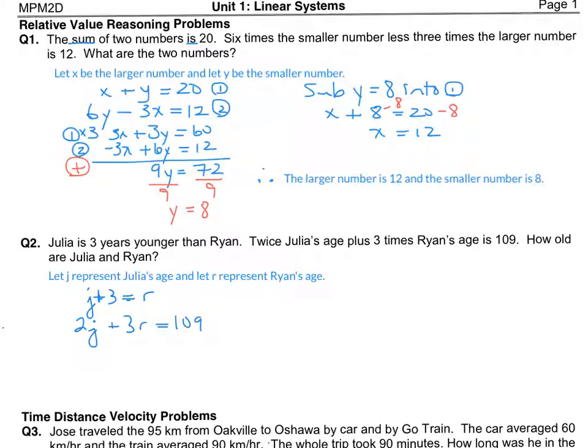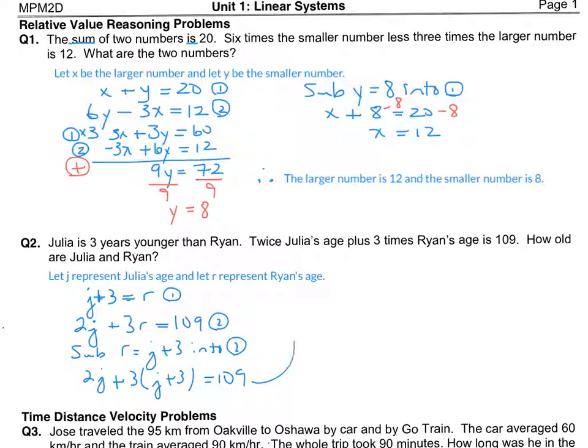Now the way I've written my equations, if you look at equation number 1, it's already solved for R. I have R equals J plus 3. So I'm just going to work right into substitution with this one. I'm going to sub R equals J plus 3 into equation number 2. So I put it into the opposite equation. I'm going to have 2J plus 3 times R, which is actually equal to J plus 3, and that is equal to 109.